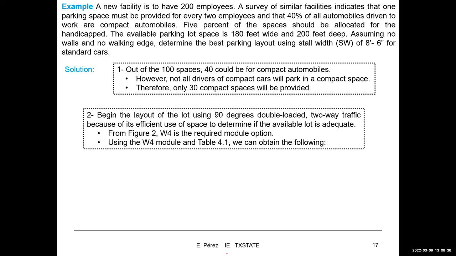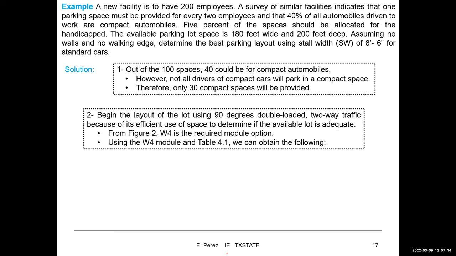Therefore, we're going to design for fewer spaces for compact cars. Only 30 compact car spaces will be provided. So instead of 40%, we'll go down in that direction because we know that some of the drivers of compact cars can also park on the other spaces. So that will not be a limitation. But again, knowing that you have compact spaces will allow you to generate more parking spaces at the end. So that's the trade-off. If you design for compact spaces, then that will open more space for parking spaces.